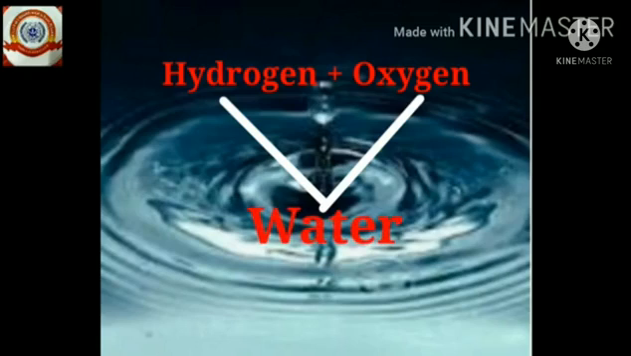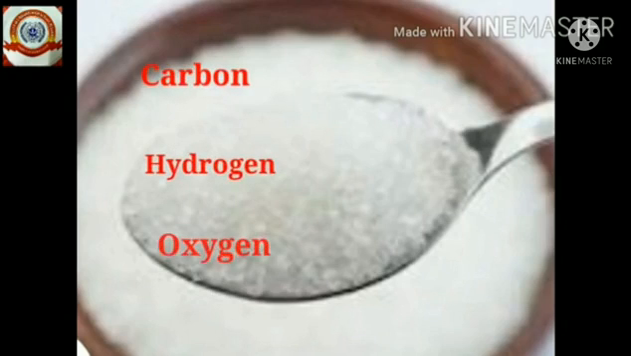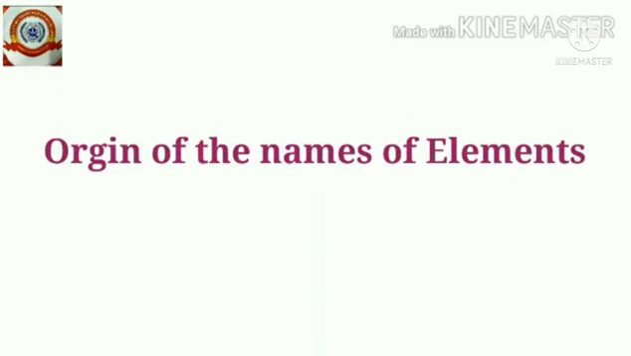Like that, which are the components present in sugar? Yes, here sugar is a compound. Carbon, hydrogen and oxygen combine through a chemical reaction to form sugar. Is it clear, children? Okay.